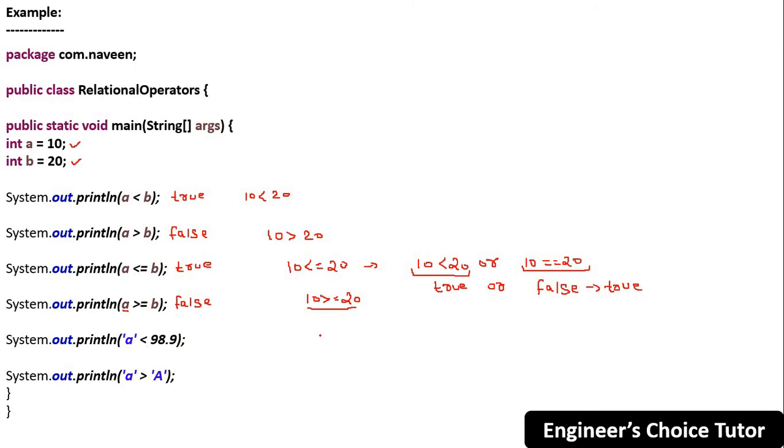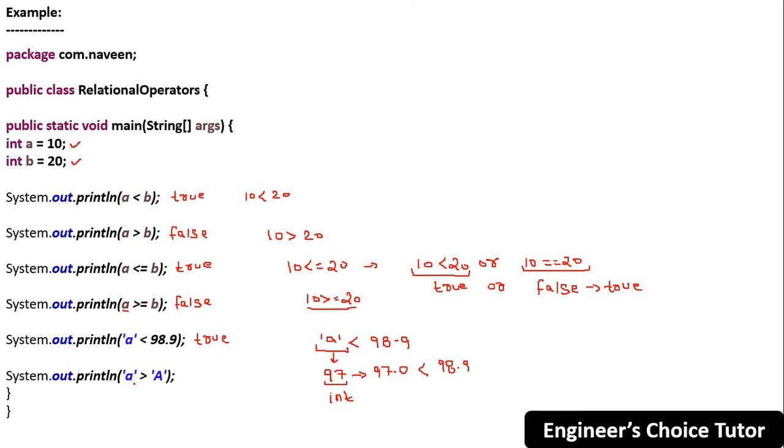Next. Character 'a' is smaller than 98.9. Now tell me one thing. First the compiler will check the Unicode value. What is the Unicode value for this? 97, right? So now it will convert the value. This is of what type? Int type. It will convert from int to double. So 97.0, and then the comparison takes place. 97.0 is smaller than 98.9. Yes, it is smaller. So you will get true here.